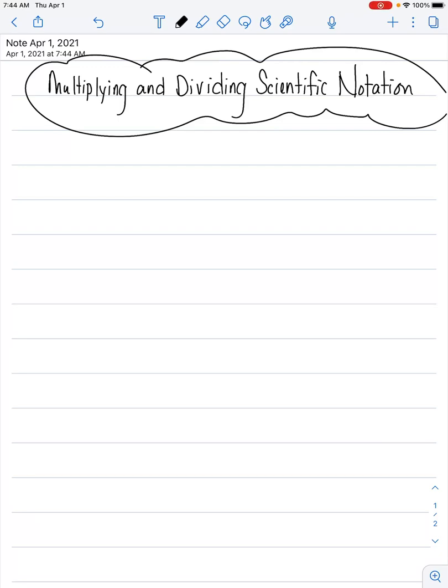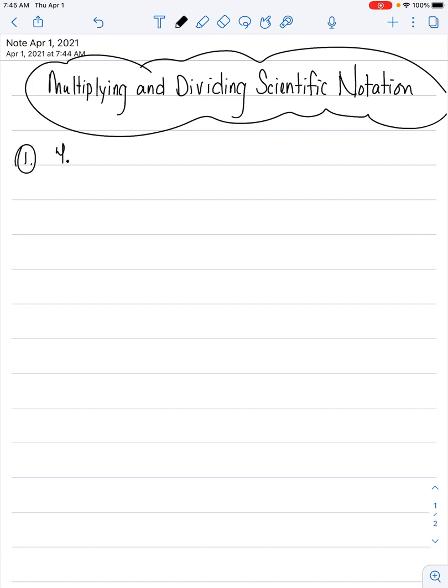Hello everyone. Today we're going to take a look at how to multiply and divide scientific notation. But first, let's review going from scientific notation to standard form and also standard form back to scientific notation. So let's take a look at number 1.